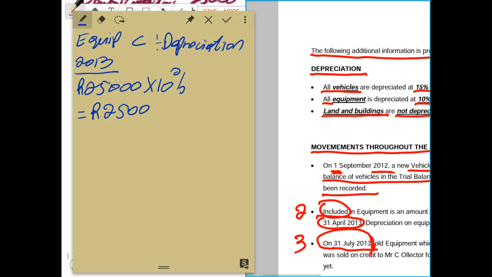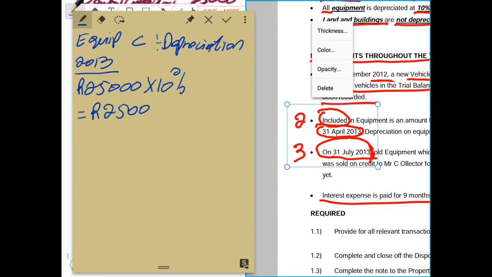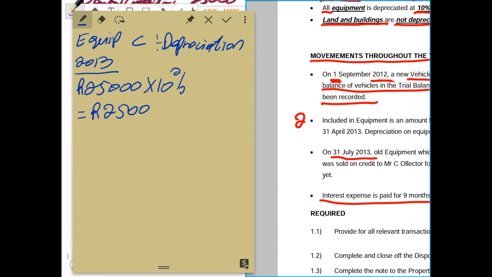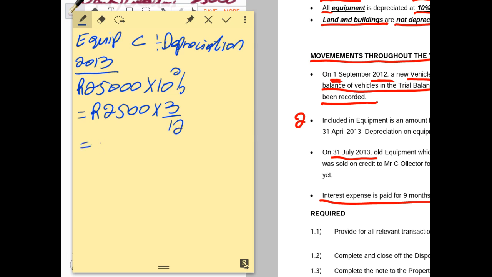But we only need it for a couple of months, which is how many months? Only 3 months, May, June, July, because this asset was acquired on the 31st of April. So now we multiply that by 3 over 12 months. 2,500 times 3 over 12 gives us 625 rands. That is the depreciation for equipment C only for 3 months, May, June, and July.